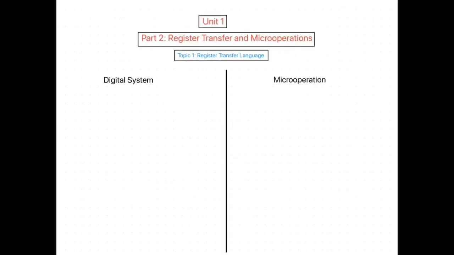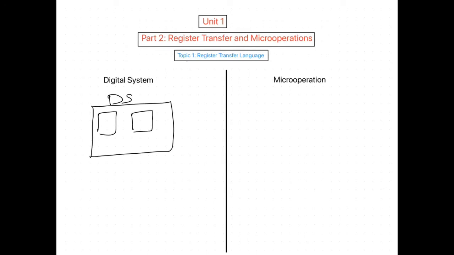Now, what is a digital system? A digital system is an interconnection of digital hardware modules. This is one digital hardware module, this is another, and this is another. I'm just making a rough diagram. All these digital hardware modules are interconnected. Why are they interconnected? To form a digital system. So what is a digital system? A digital system is an interconnection of digital hardware modules that performs information processing tasks.